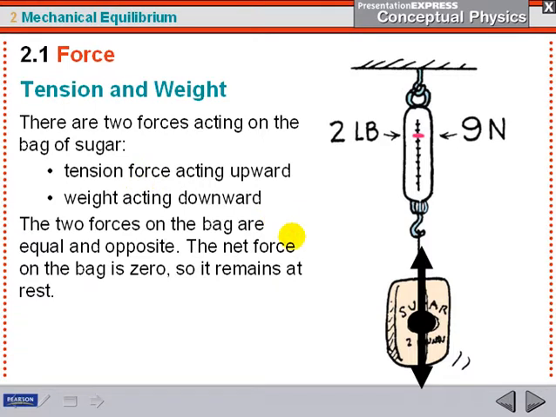So there are two forces acting on the bag. The first force is the tension force pulling it back up by the scale. The second force is going to be the weight pulling it down. They are equal and opposite, so therefore the net force on it is going to be 0, so it's at rest. It's balanced.